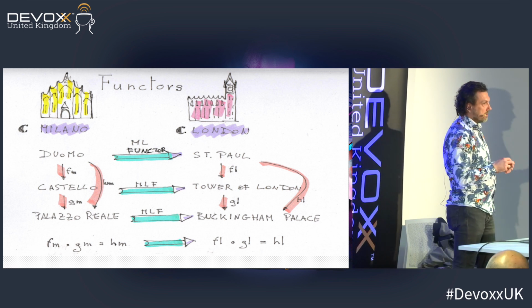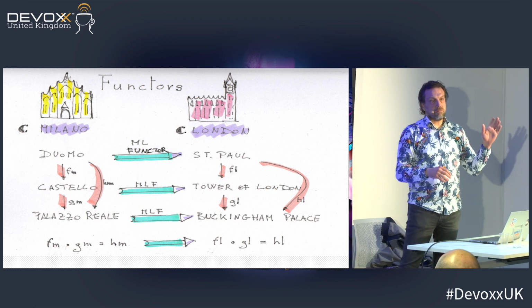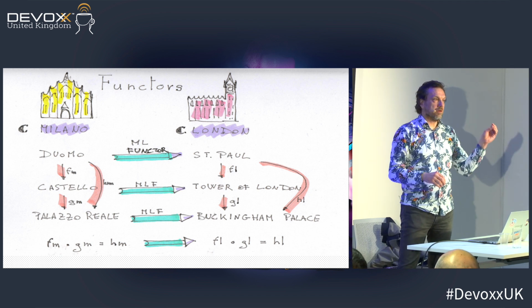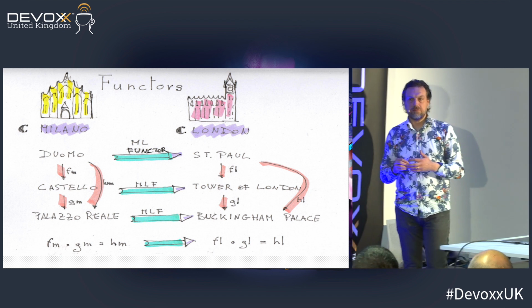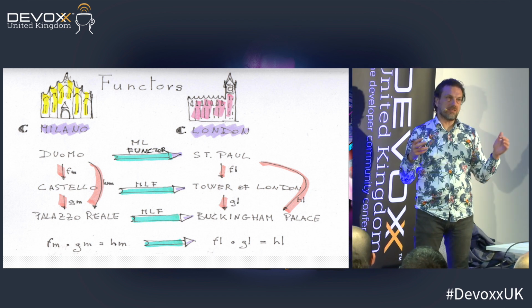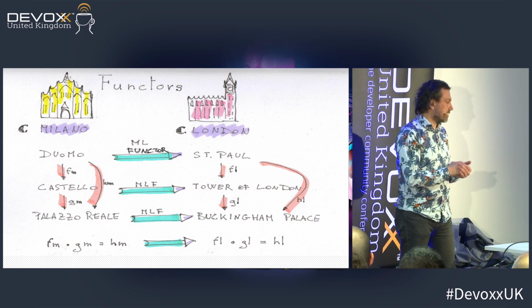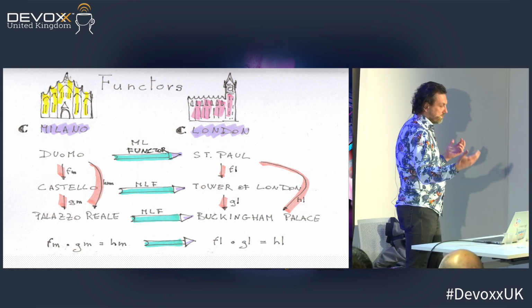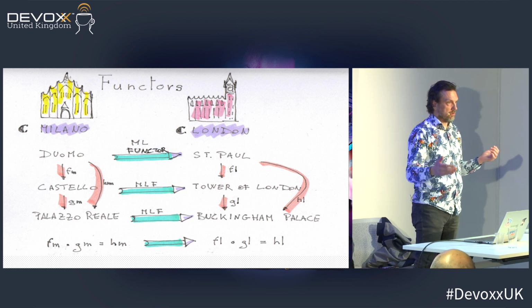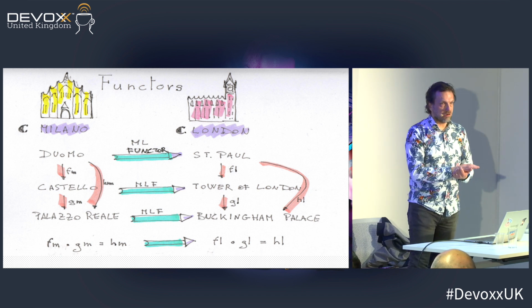And not only do functors map objects, they also map arrows, which, to be honest, is more interesting for us. So if the arrow is the walk that I do from the Duomo to the Castello, a functor can transform it into a walk that I do from St. Paul's to the Tower of London.